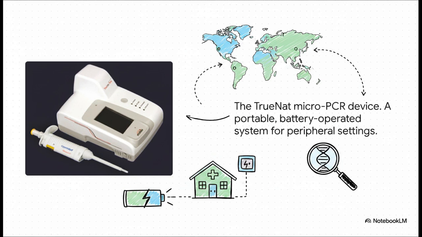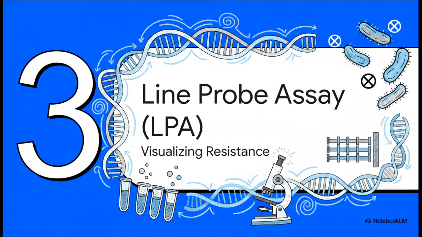It's what's taking molecular diagnosis to the most remote corners of the world. All right, let's shift gears to our next high-yield topic, the line probe assay, or LPA. This is another exam regular. Now, if CBNAAT is our frontline detector, think of LPA as the specialist that gets called in next. It gives us a much more detailed map of the resistance profile.